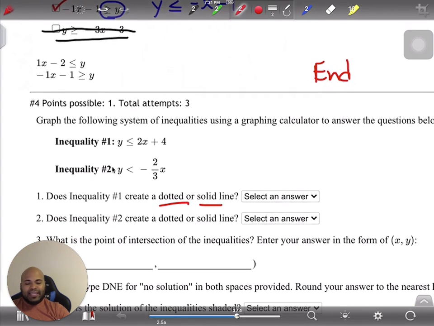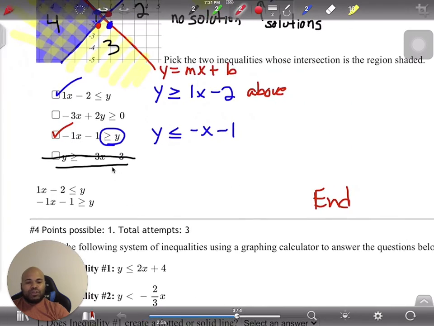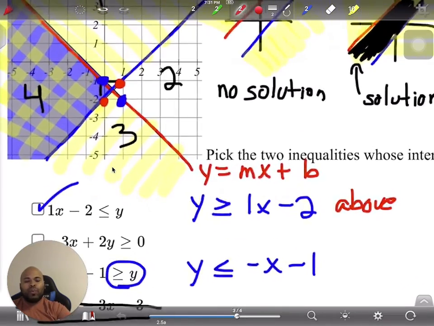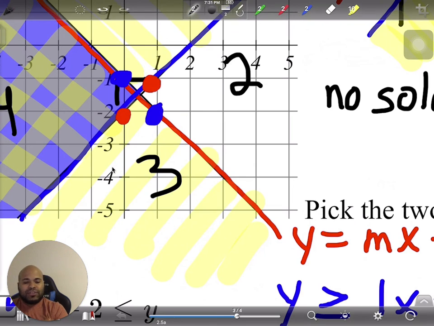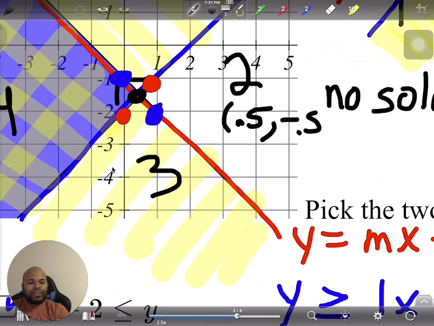Okay. And then it says, what is the point of intersection? So if I were to look over here, what is the point of this intersection? The point of intersection is the dot that I just drew in red. And the point of that intersection would be the x value, which is 0.5, comma, the y value, which is -0.5. All right, so this is how you do it by hand, right?